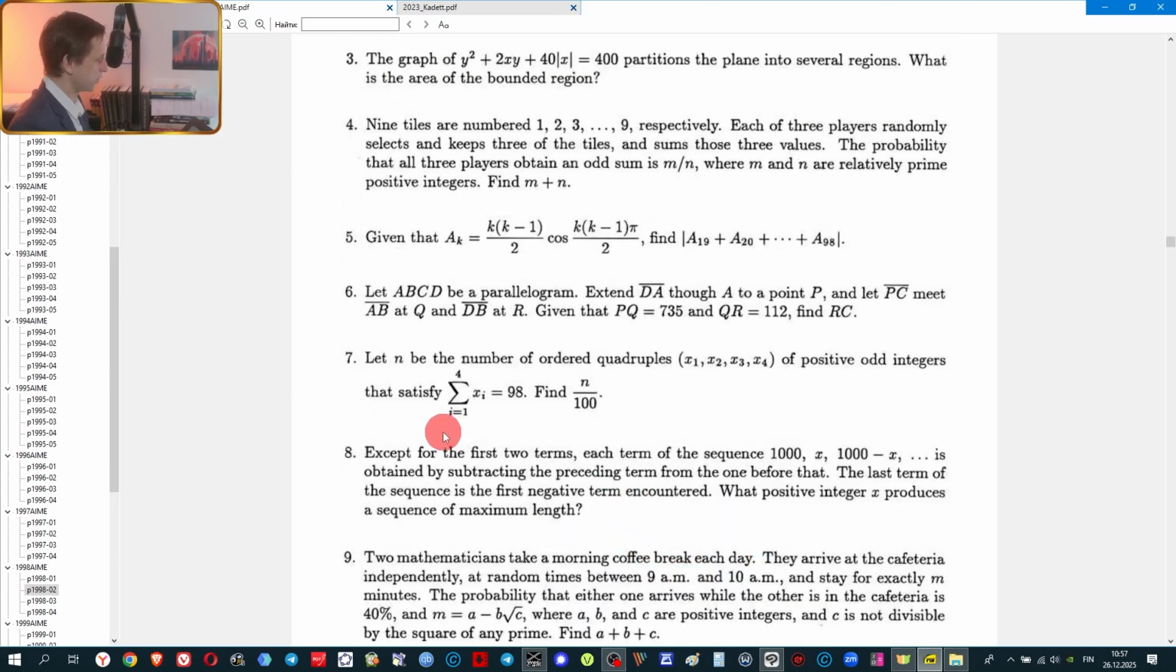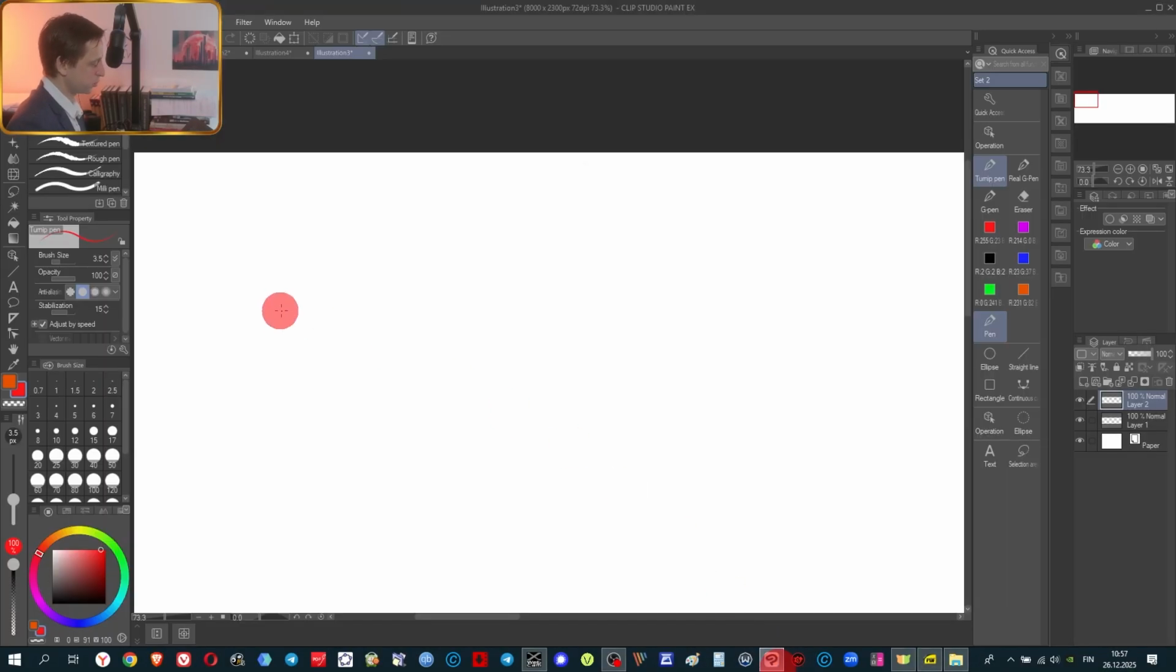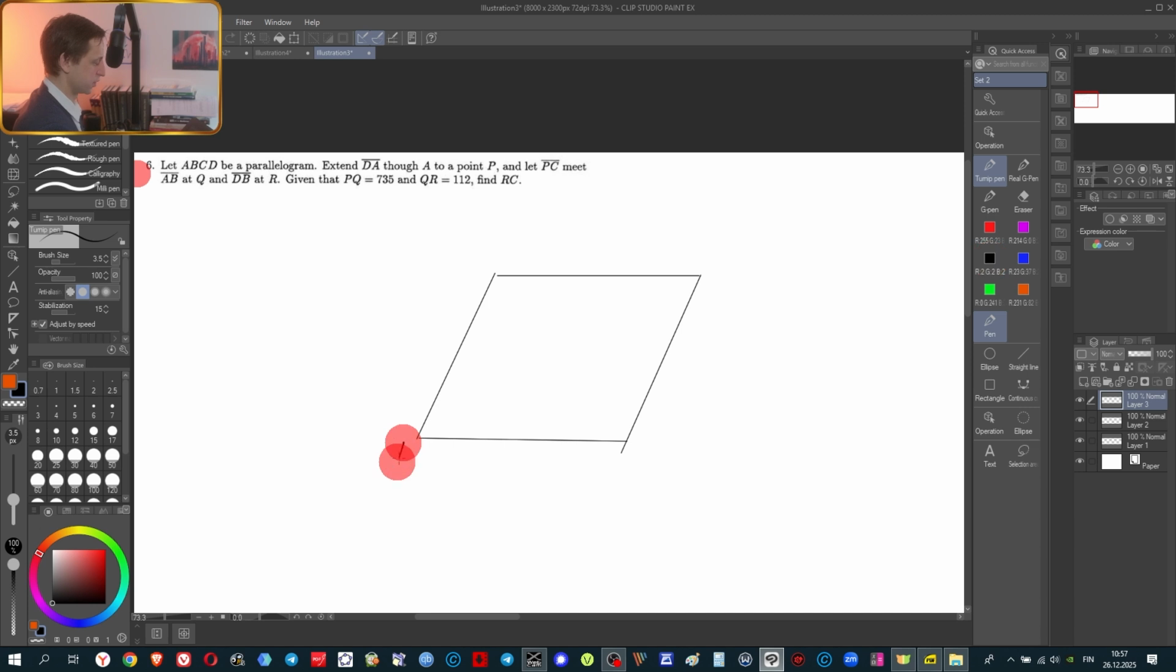Okay, the next one that we will solve is geometry number 6. Again, a short and simple problem on geometry. So you have a parallelogram, ABCD, and let's draw it right away. So we have a parallelogram like this, and we mark the vertices. So A, B, C, D, and extend DA through A to a point P. So DA is extended through A to some point P.